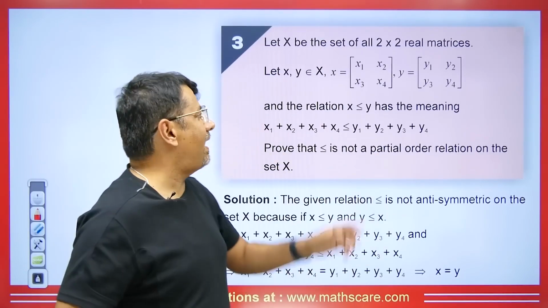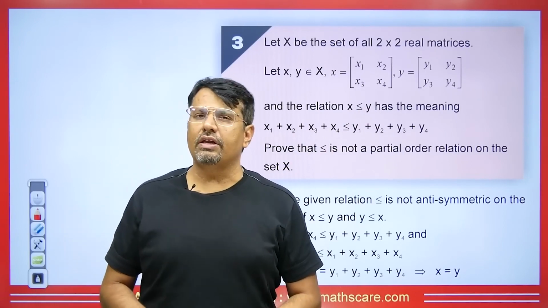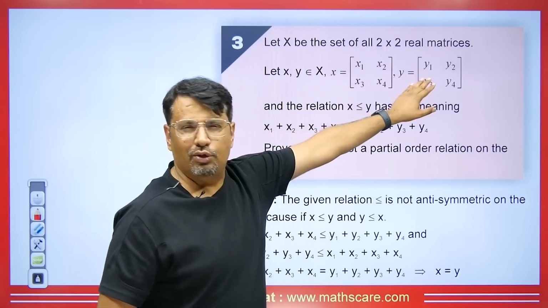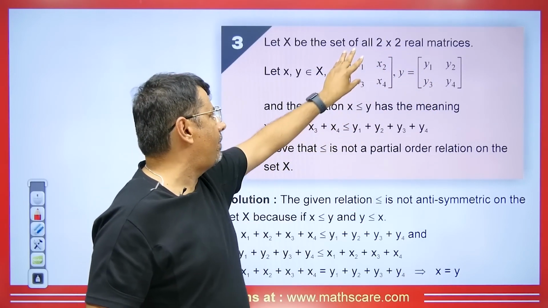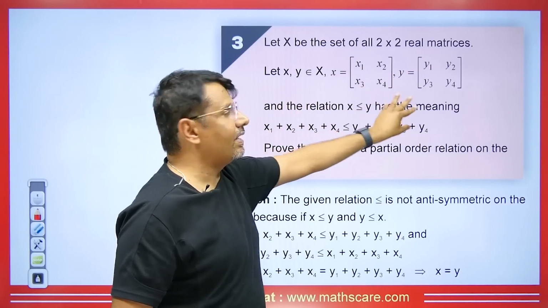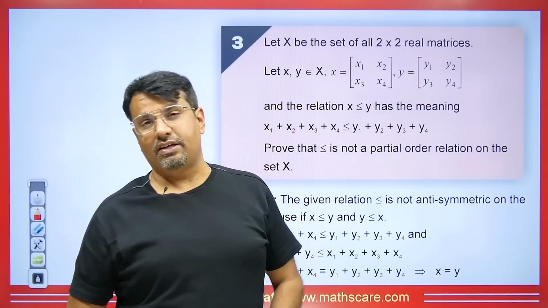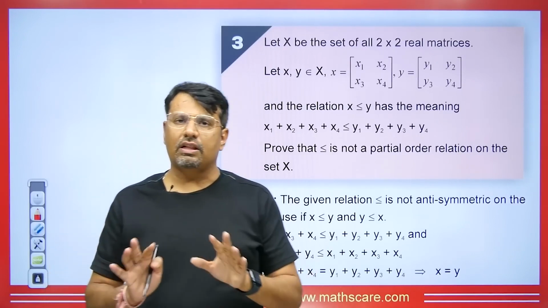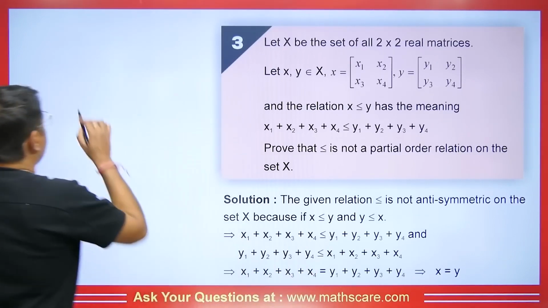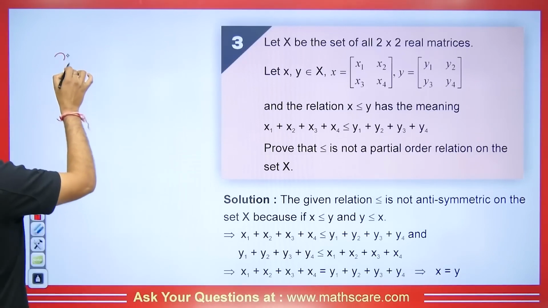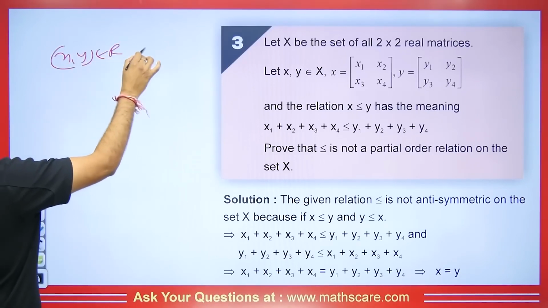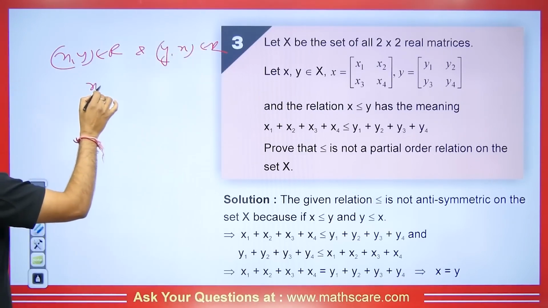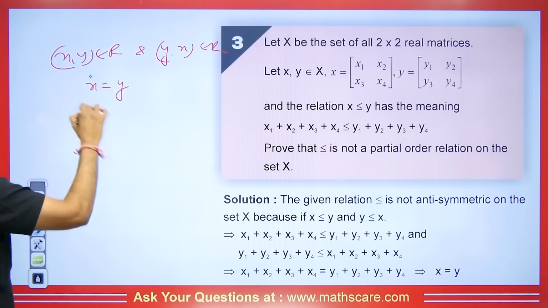So if I compare the elements of these two matrices and show you that the sum of the elements in one matrix is smaller than the sum of the elements in the other matrix, but the matrices themselves are not the same, then only we will have antisymmetric matrices. The meaning of antisymmetric is, here I am going to take (x, y) belongs to R and (y, x) belongs to R. Is it clear? This means that x is equal to y. Is it clear?